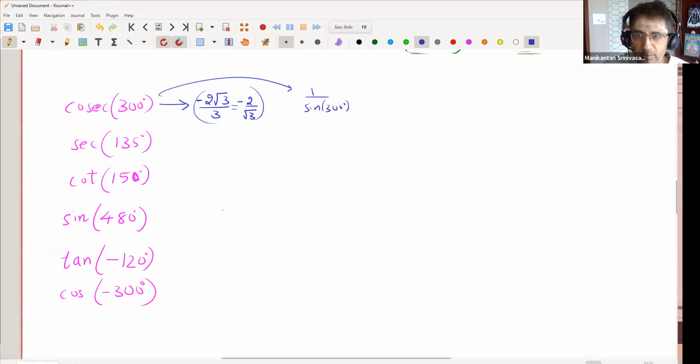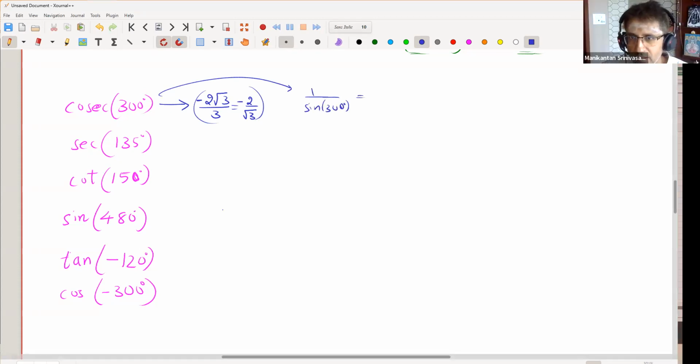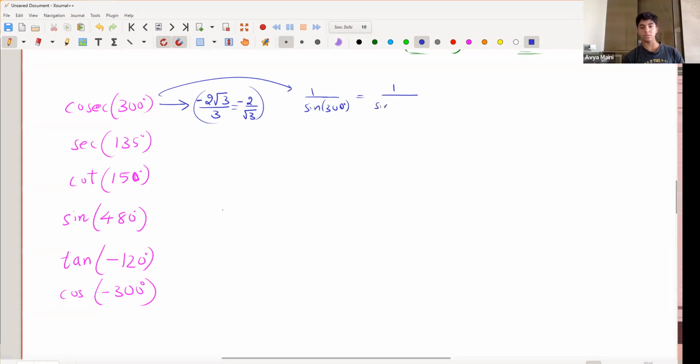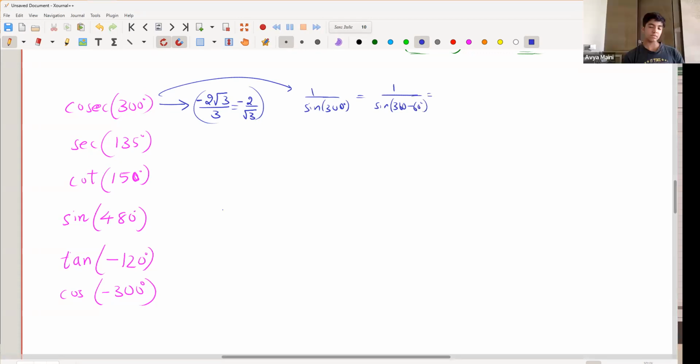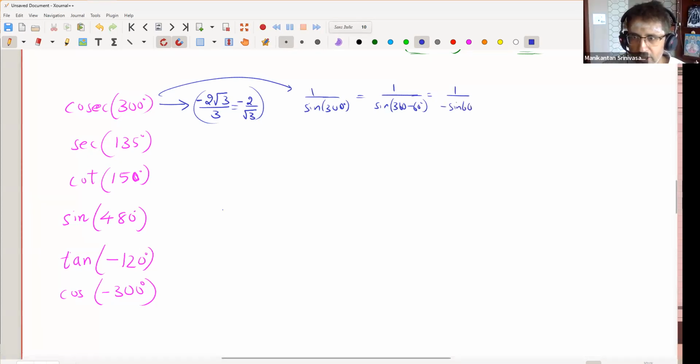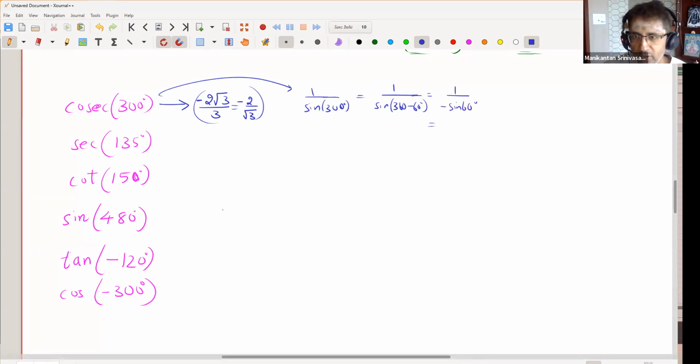How do you know sine 300 is minus root 3 by 2? So I did 360 minus 60. Exactly, that's what I wanted to know. 360 minus 60 is in the fourth quadrant, where sine is negative. I wanted you to take us through all that. Therefore, it's 1 upon negative of root 3 by 2, which is exactly the answer you have. Well done.